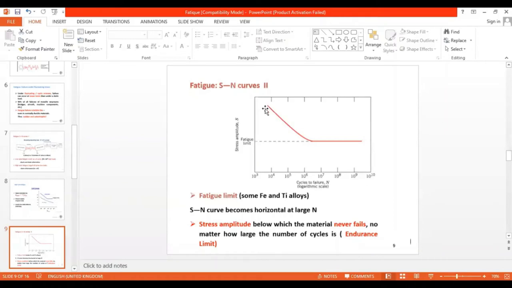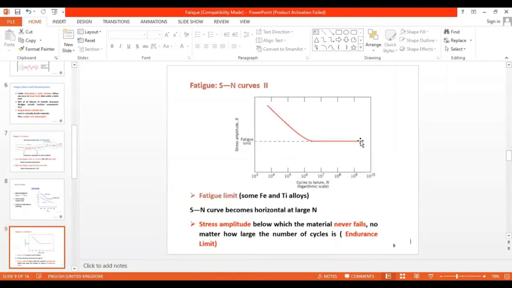You start from somewhere, so 10 to the power 3, 4, 5, 6, 7, the number of cycles keeps increasing, and the stress amplitude keeps decreasing. At a particular point, it will be parallel to the horizontal axis, the x-axis, so we can assume this metal will not fail after this point. It will keep on working. The fatigue limit is shown for some Fe and Ti alloys, so don't assume that all metals will behave like this. What I'm saying is that usually a structure which takes such a shape will not fail after that.